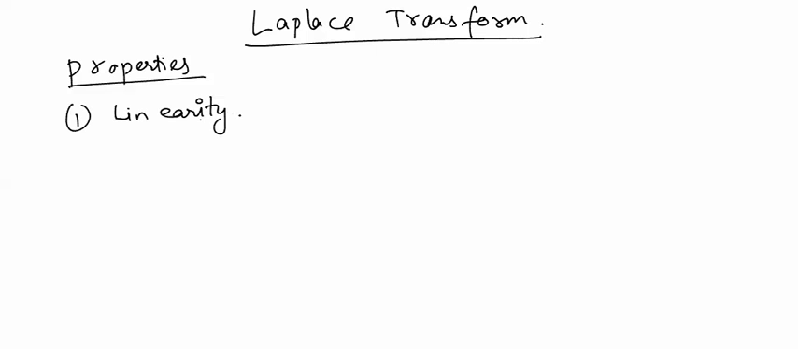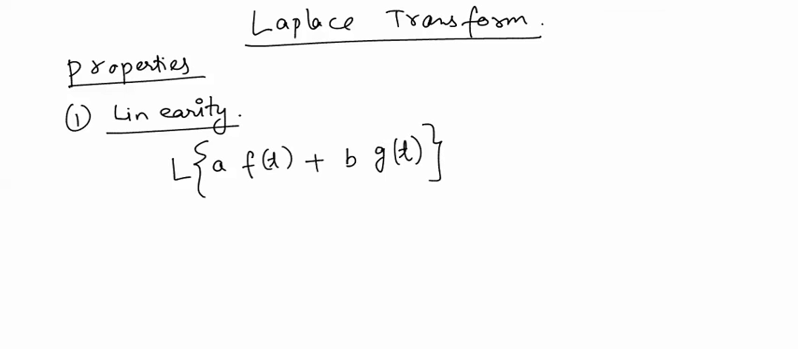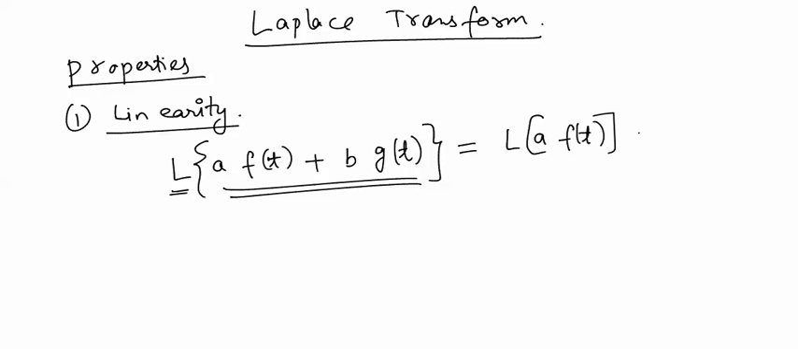Linearity. What does the linearity property say? For example, if I have the Laplace of a times f(t) plus b times g(t), I have a time domain signal like this and I want to find the Laplace. This can be written as the Laplace of a times f(t) individually plus the Laplace of b times g(t) individually, right?